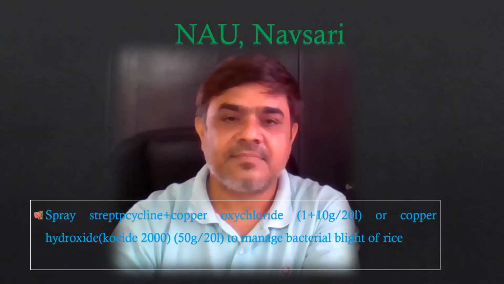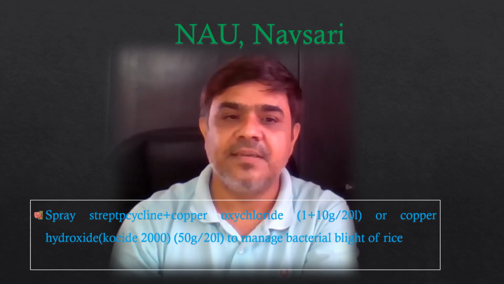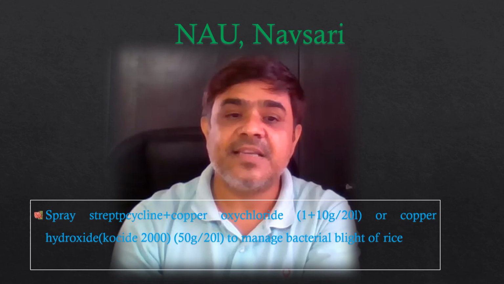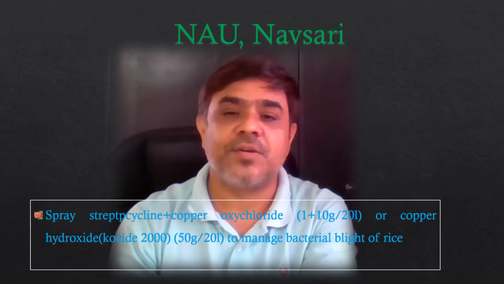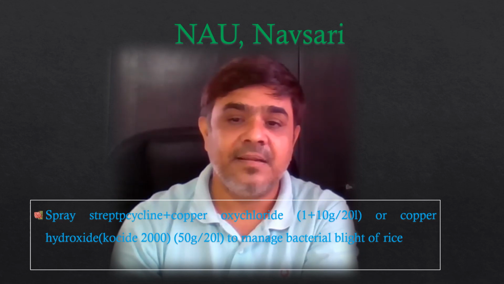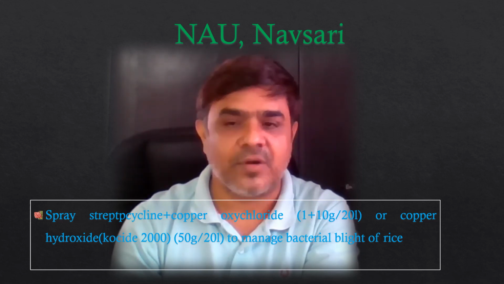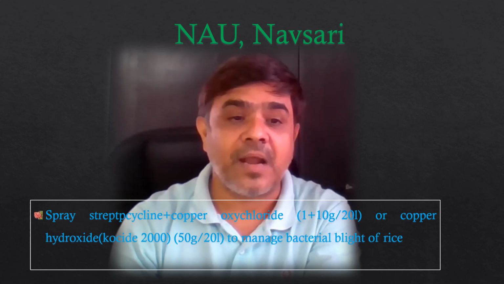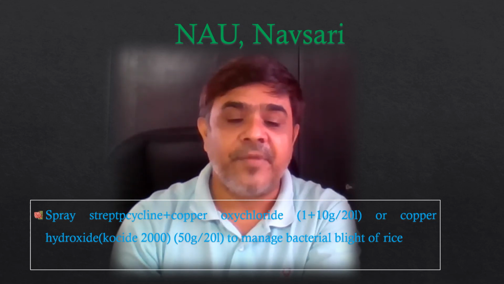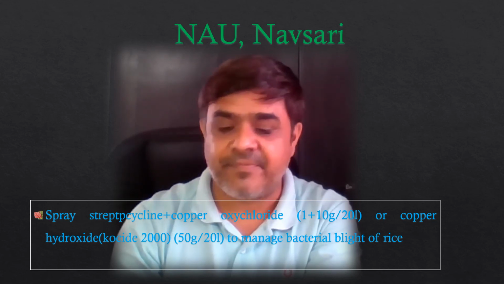Now this is the recommendation by Navsari Agriculture University. Spray streptocycline plus copper oxychloride in the ratio of 1 gram of streptocycline plus 10 grams of copper oxychloride in 20 liters of water, or copper hydroxide 50 grams in 20 liters, to manage bacterial blight of rice.